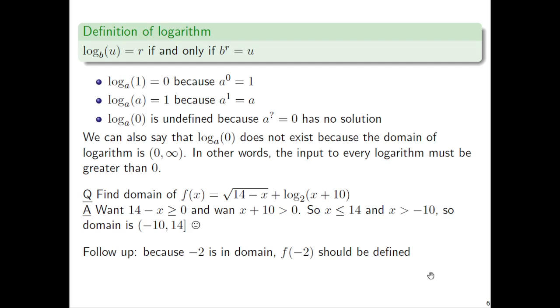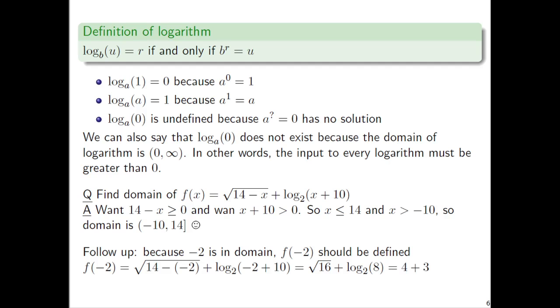Just to follow up, negative 2 is in the domain. Negative 2 is a number between negative 10 and positive 14. So that means f of negative 2 makes sense. F of negative 2 should be defined, or f of negative 2 will be a number. And let's just compute what number we get. So we'll have root 14 minus negative 2 plus log base 2 of negative 2 plus 10. Neither the root nor the log will distribute. Just simplify what you have inside. So you have root 16 plus log base 2 of 8.